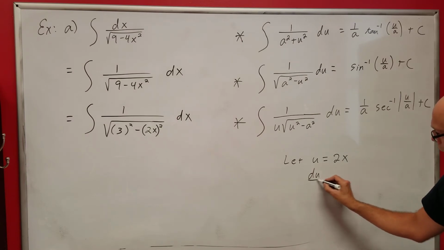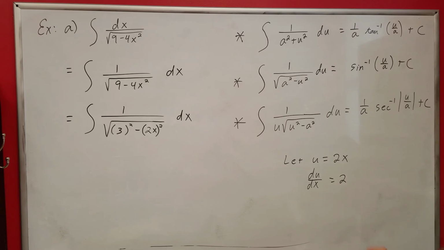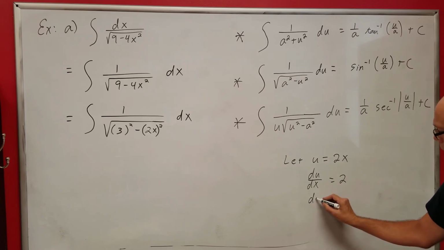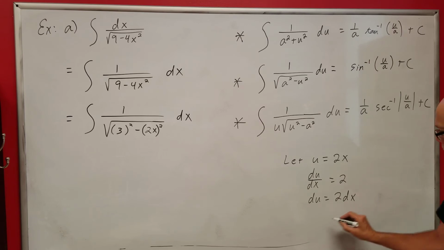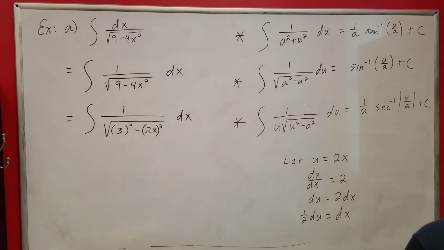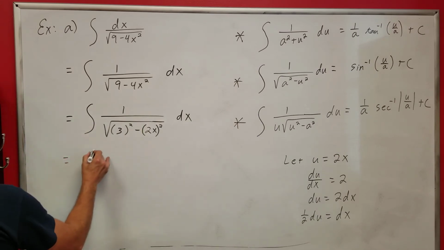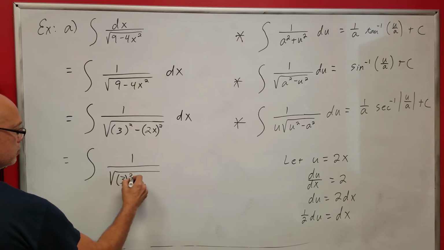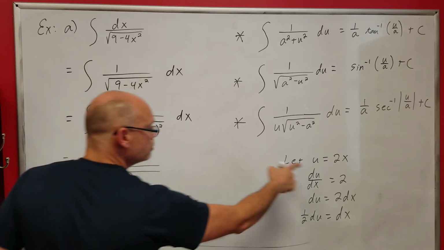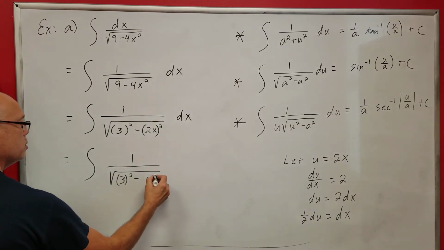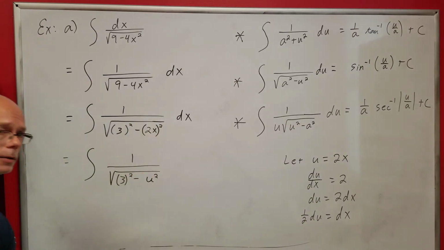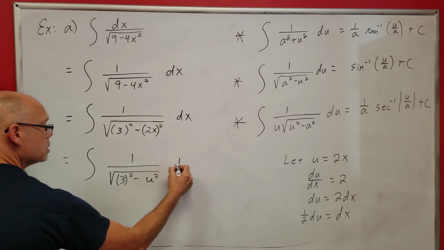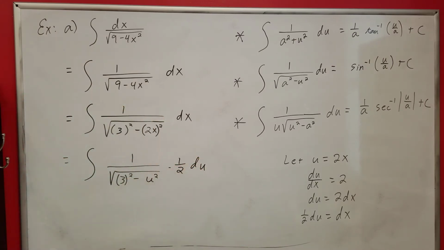So du over dx is equal to 2. Or I could say du is equal to 2 dx, or 1/2 du is equal to dx. All right, so let's come back over here. And we're going to say 1 over the square root of 3 squared minus, what did I let 2x be? Let that be u. Minus u squared. And what is dx now? dx is 1/2 du. So times 1/2 du.